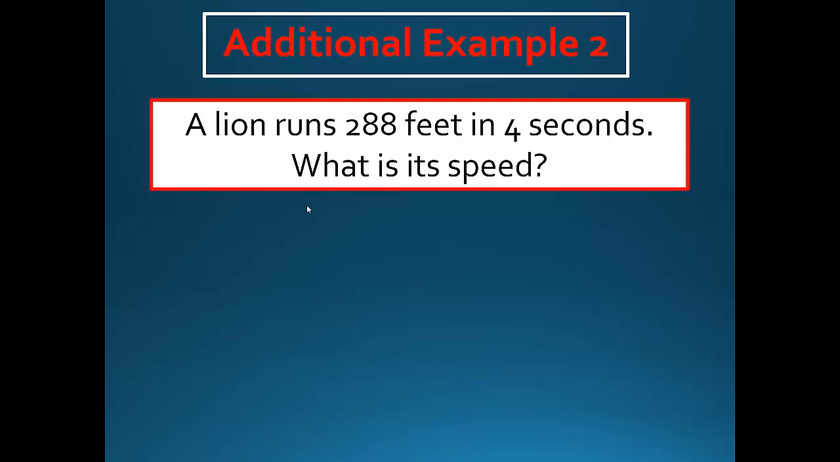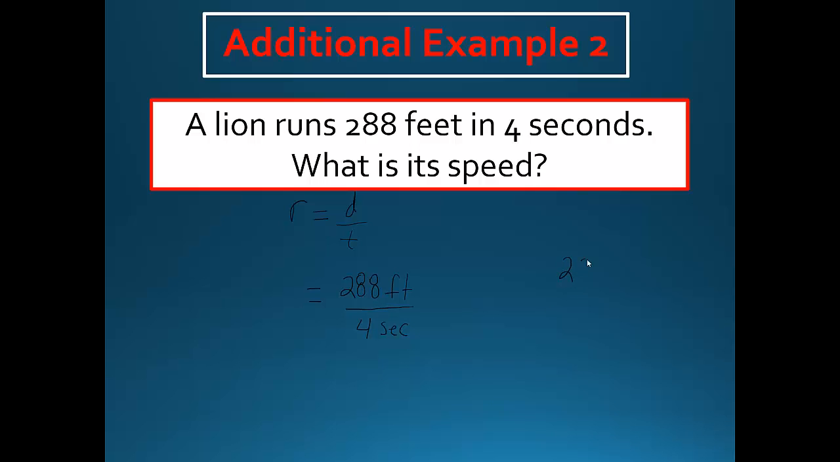R equals d divided by t. Our distance is 288 feet. And our time is 4 seconds. So now we need to divide 288 by 4.